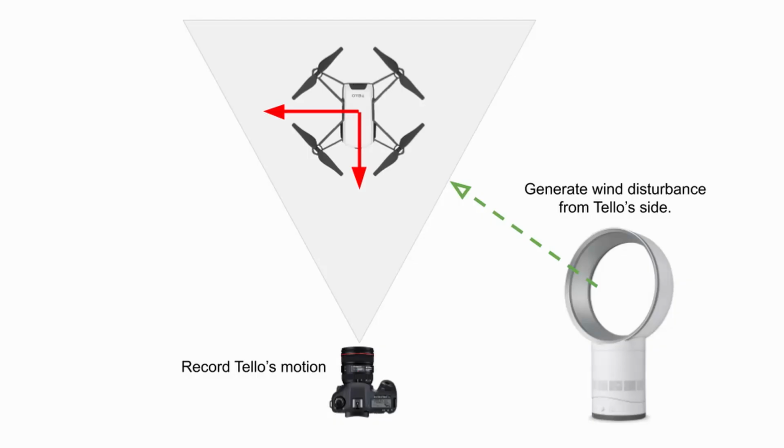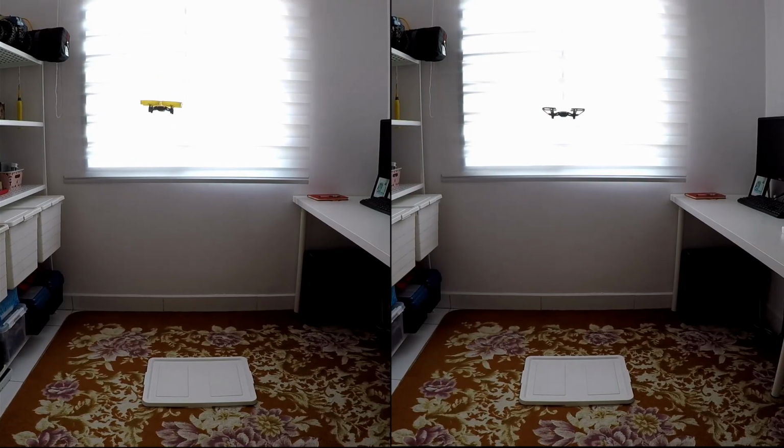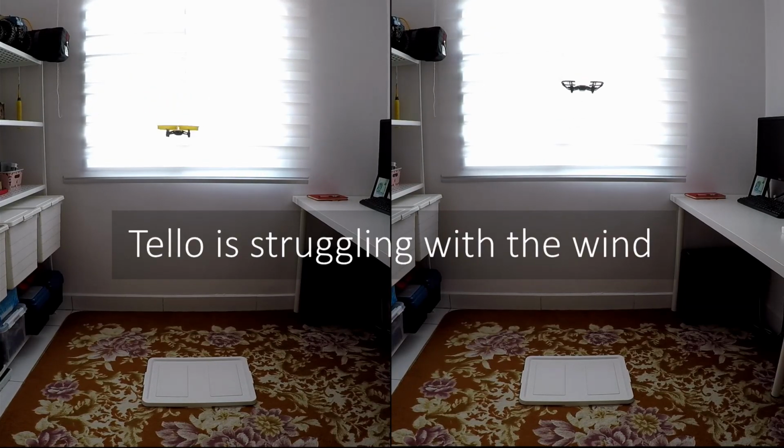This is the setup that I use to find out the flight time for Tello when there is a wind disturbance. When there is a wind disturbance, it means that Tello needs more power to maintain one position. So from the result, I can find out whether the ducted propeller or the open air propeller is more efficient in handling this situation.